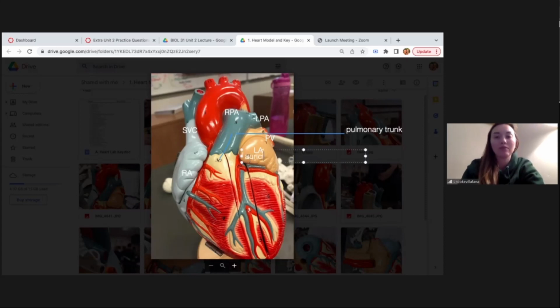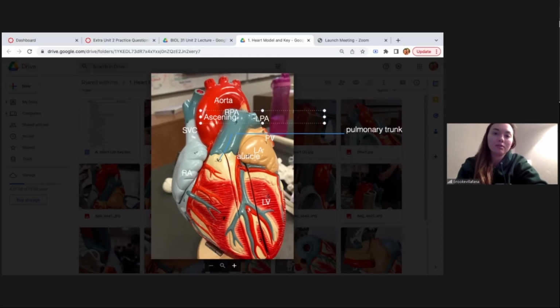And then we also have an auricle on the left atria and then our left ventricle. Okay. Then remember that the left ventricle pumps blood into the aorta. So we have the aorta. We have the ascending aorta right here.